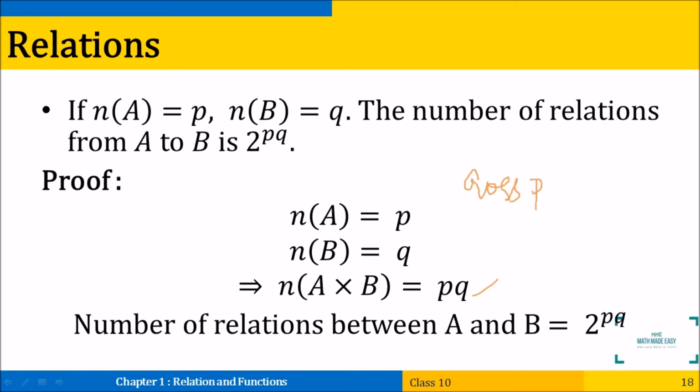And also we note that a relation is a subset of the cross product. In the first example we saw B equals A plus 3, we removed certain elements from the cross product. Since we removed certain elements, the relation R becomes a subset of the cross product. But how many relations can you form from that cross product? The relations are nothing but subsets of the cross product. So the number of relations between A and B is the number of subsets you could form from the cross product, which is 2 to the power PQ.